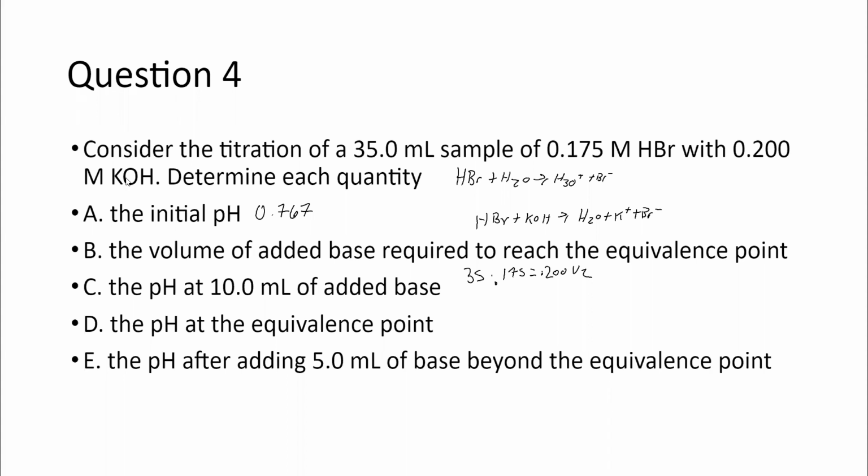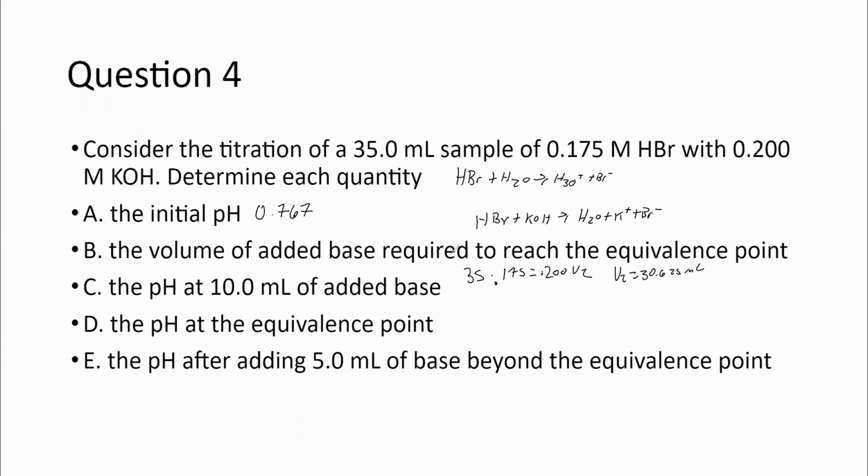35 times 0.175. Take that and divide it by 0.2. So the amount of base I need to reach this point is 30.625 milliliters. What's the pH of 10 mL of added base?